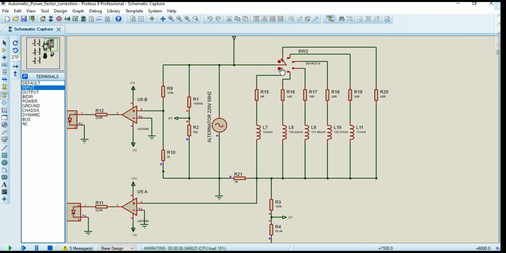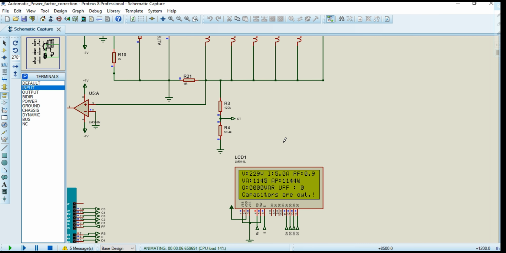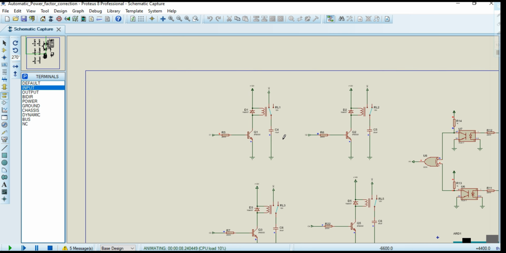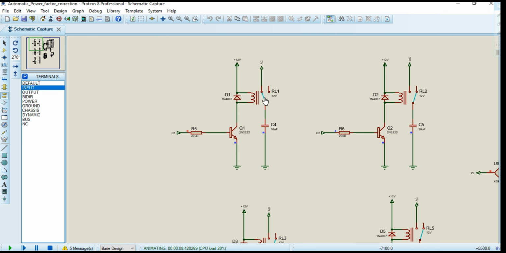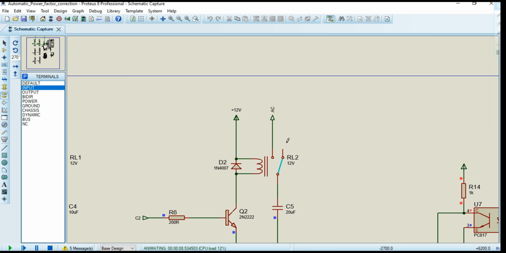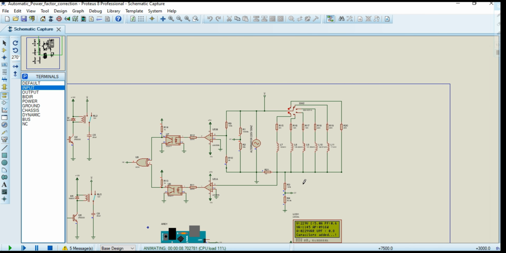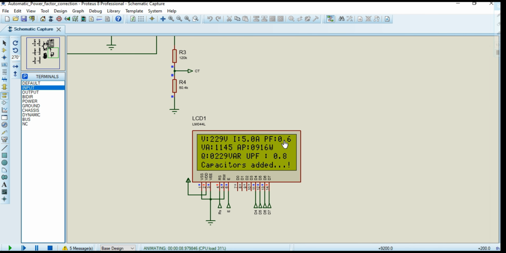Now we will shift the load. Right now we have added a second branch of the load into the system. So due to the presence of the inductor, our power factor will be decreased. You may see here the power factor is decreased to 0.6 and capacitors are added into the system. After the addition of capacitors, the updated power factor is 0.8. So power factor is improved from 0.6 to 0.8. And you may see here a 10 microfarad capacitor is added into the system. Because the power factor was very close to unity, only one capacitor is added into the system.